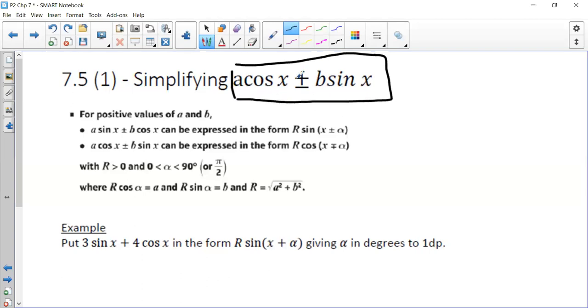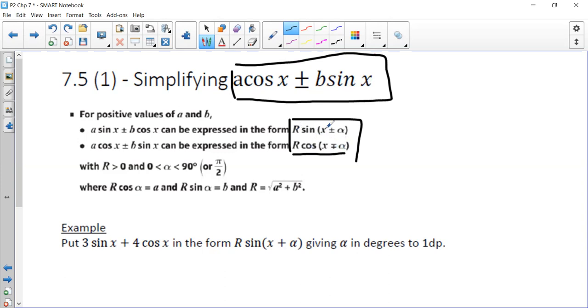A cos x plus or minus b sine x, or it could be a sine x plus or minus b cos x. Doesn't matter which one is cos, which one is sine. What matters is one cos and one sine. So we're learning how to simplify this type of expression down into this type: R sine x plus or minus alpha, or R cos x plus or minus alpha. The question will tell you which one to use.